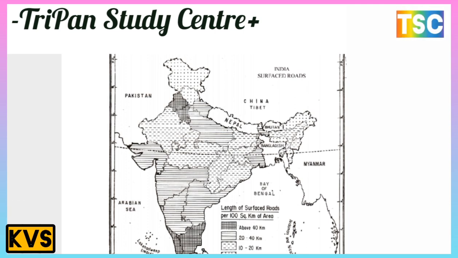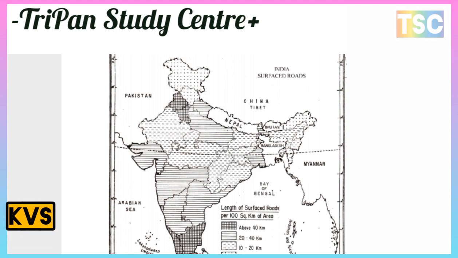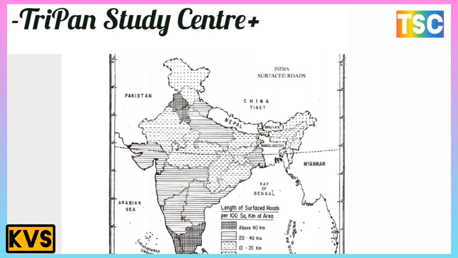The most important here are Uttar Pradesh, Maharashtra and Karnataka. And 10 to 20 kilometers is almost Rajasthan, Madhya Pradesh and Bihar on the other side. Below 10 kilometers is mostly shown here on the Jammu and Kashmir side and Himachal Pradesh. This is the most important map of surface roads in India.